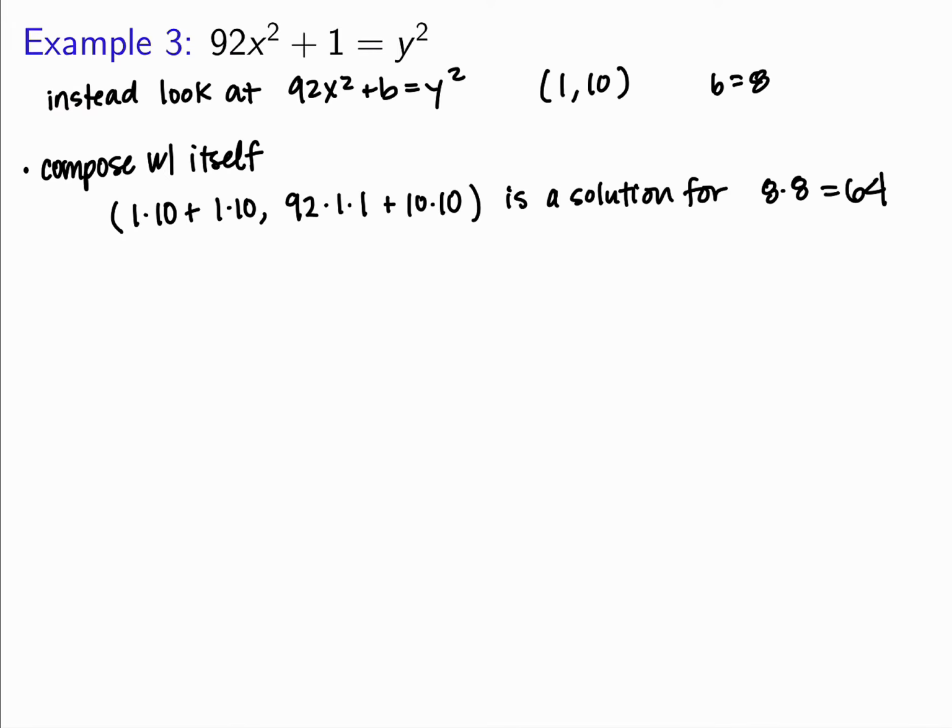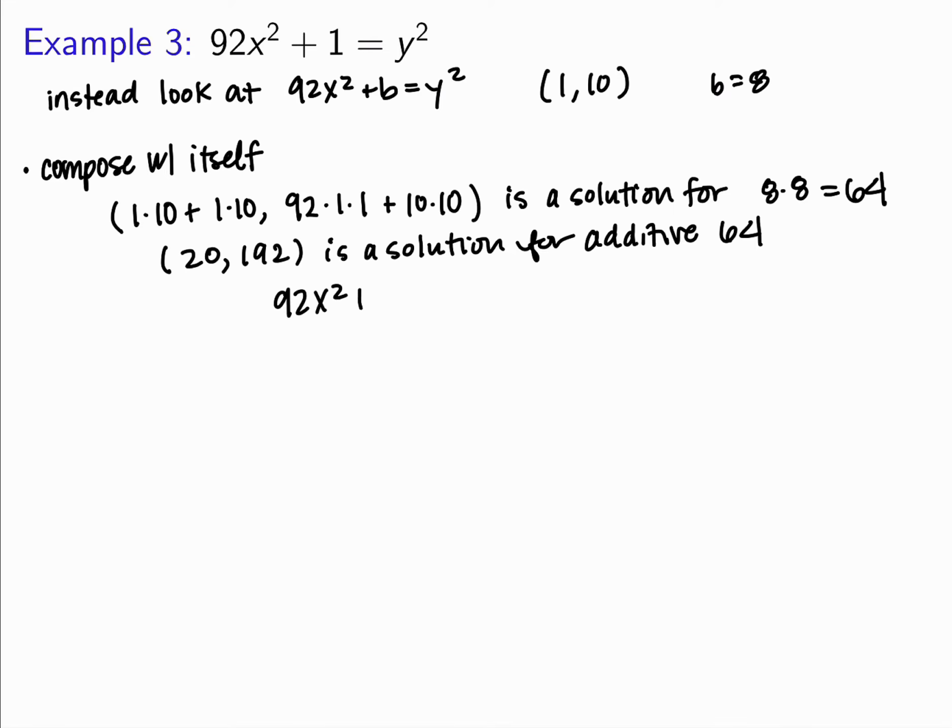Okay. All right. So what does this end up being? 20, comma, 192 is a solution for additive 64. So I guess what we're looking at, it's a solution for 92x squared plus 64 equals y squared. Okay, now that's not what we want. What's wrong with it? I've got a 64 where I wanted a 1.